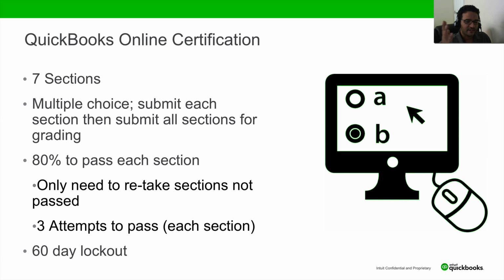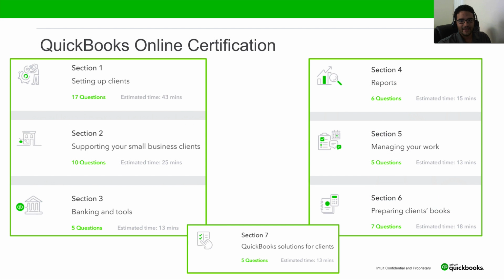one shot. So you can save your progress by submitting the entire section or module, and you must get an 80% to pass. If you do not pass, you will get up to 3 attempts to pass each of the sections. If you fail 3 times, there will be a 60-day lockout, and you will be able to retake the test again after 60 days.